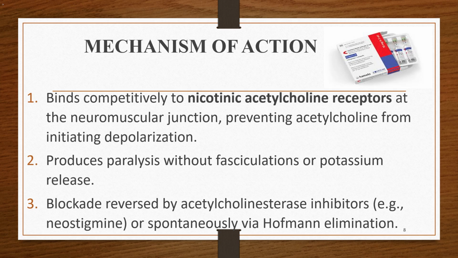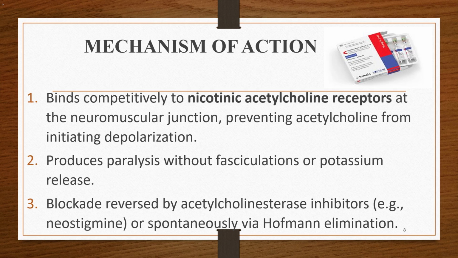2. Produces paralysis without fasciculations. Fasciculations are small muscle twitches seen with some other muscle relaxants. Without potassium release. Some muscle relaxants cause potassium to be released into the blood. Cisatracurium doesn't do this much.